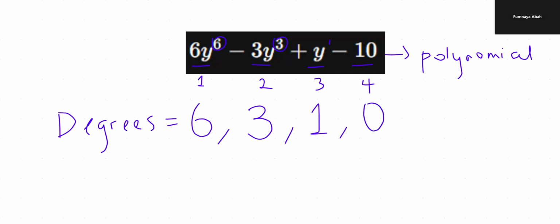So now we have these 4 degrees of the 4 terms in this polynomial. Based on this, we can find the degree of the polynomial overall. Remember, the degree of the polynomial is the degree of the term with the highest exponent. Looking at these 4 numbers, we can tell that 6 is the highest. So therefore, the degree of this polynomial is 6. So this is a 6th degree polynomial.